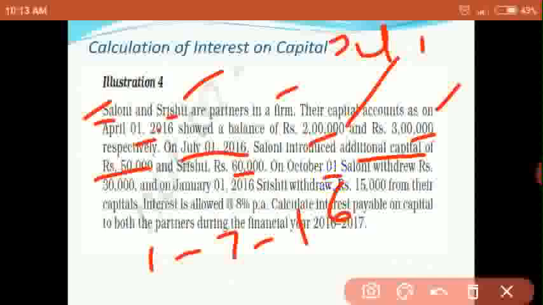Next, on October 1, 2016, Saloni withdrew 30,000. Saloni withdrew how much? 30,000. And in January 2016, Srishti withdrew how much? 15,000 from their capital.